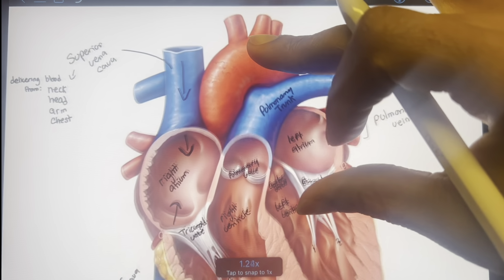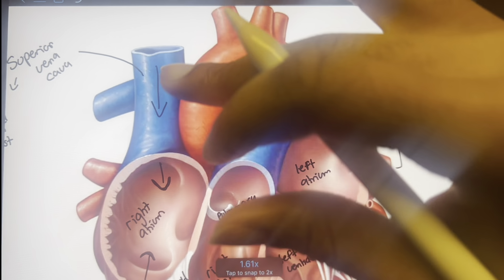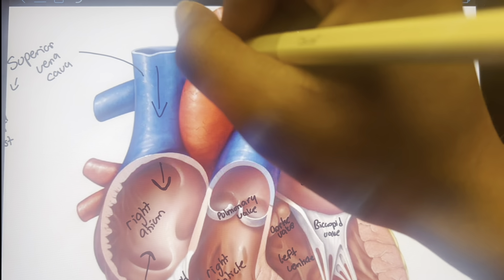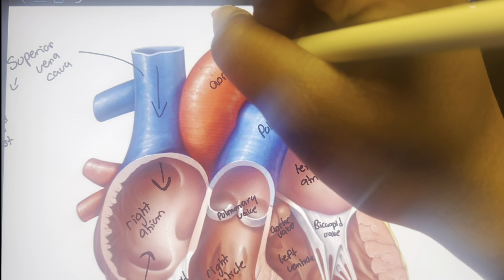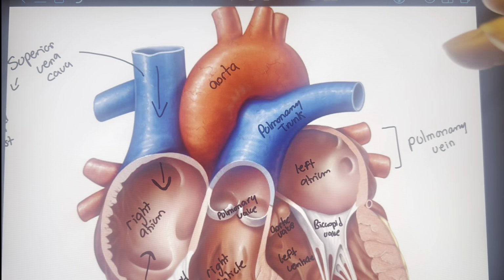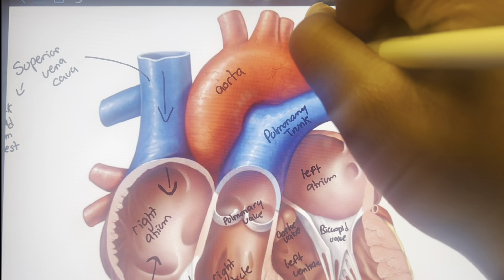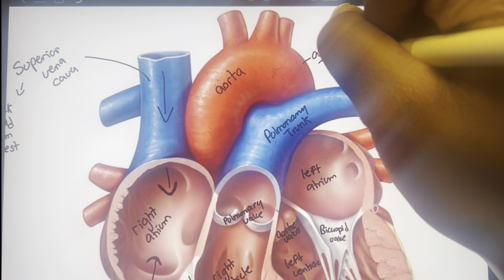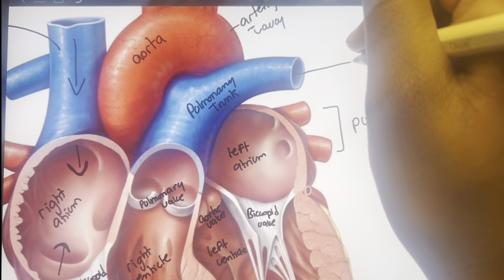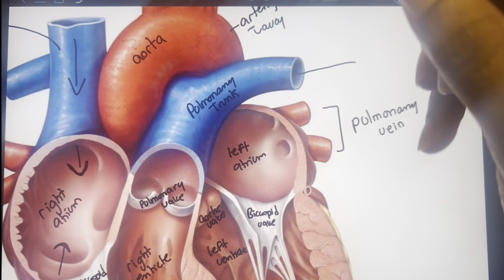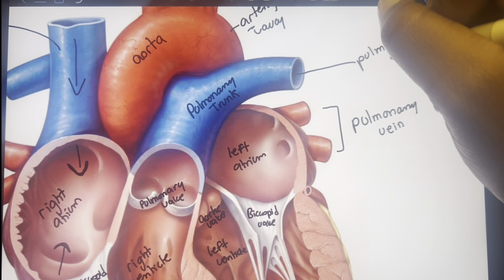Now we're going to go into the arteries of the heart. So this big vessel right here is our aorta. Remember, we talked about it a little bit when we were talking about the aortic valve. Our aorta is our main vessel that brings oxygenated blood away from the heart. Therefore, it is an artery. Arteries bring blood away from the heart. And we have this blue tube right here, actually an artery. It's our pulmonary artery.